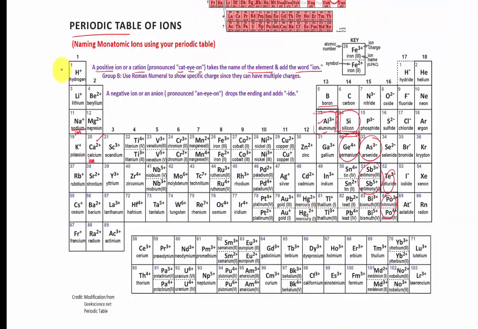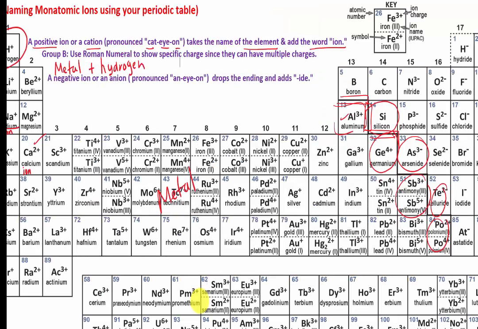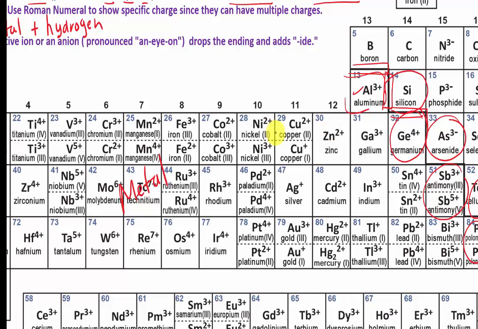If we look at the entire periodic table, we notice all the positive ions are the metals plus hydrogen. So we have metal plus hydrogen. That is because hydrogen can lose or gain electron to be stable. One thing that we notice if we look at group B, some of the elements in group B can form multiple ions. For example, if we look at copper right there, copper can have 2 plus or 1 plus.